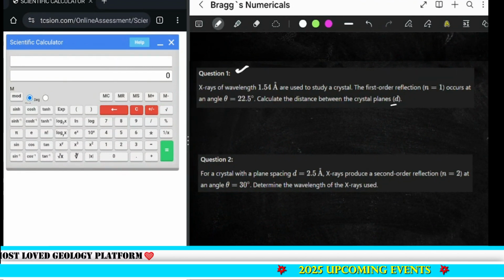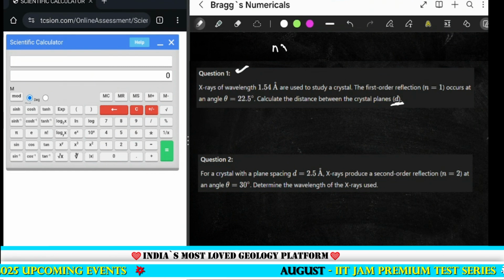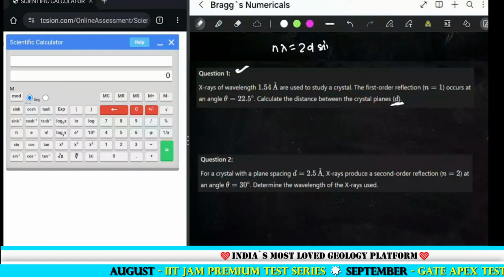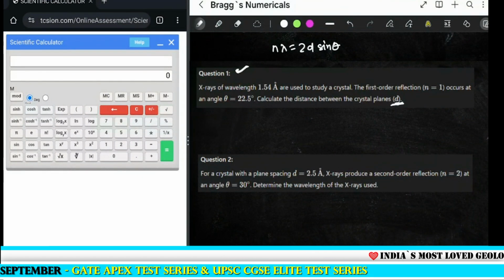You should find out the spacing, that is d. Always remember, lambda is equal to 2d sin theta. Quickly, you guys can do it. I am facing some technical issue, so you should do it quickly.